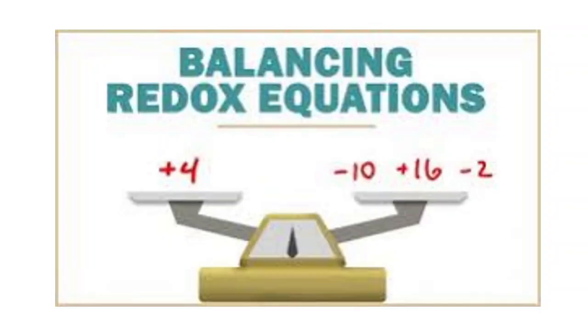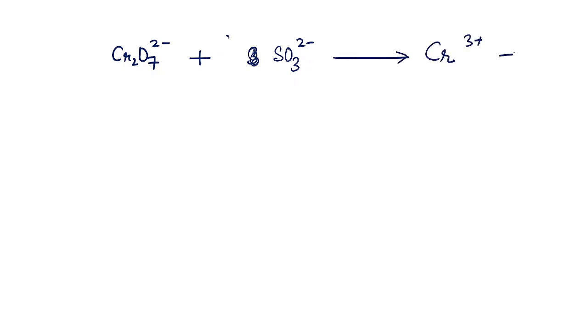Welcome back once again, dear students, to the balancing of redox equations. Taking another example for you: Cr2O7 2 negative plus 3 SO3 2 negative is changing to Cr3 positive plus SO4 2 negative.